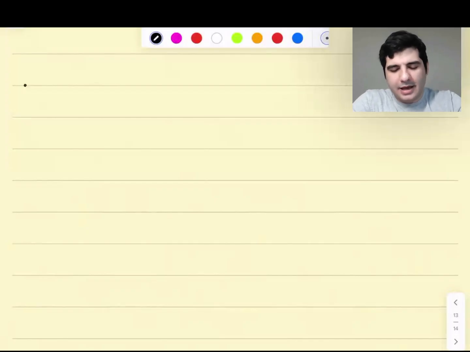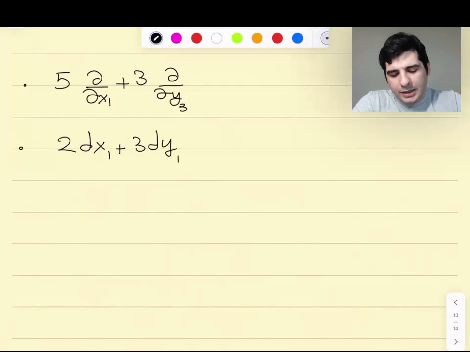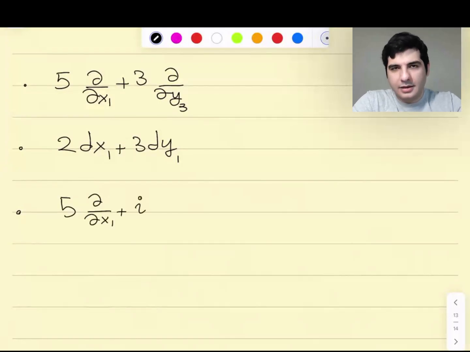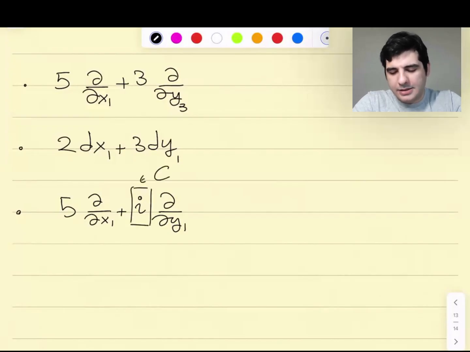So I can think about, say, 5 partial x1 plus 3 partial y3. Or I can think about 2dx1 plus 3dy1, etc. But what if I want to use complex coefficients? What about 5 partial x1 plus i, the imaginary number i, partial y1? This is not an element of the tangent space we defined. So this is a complex combination now. So where does this object live?